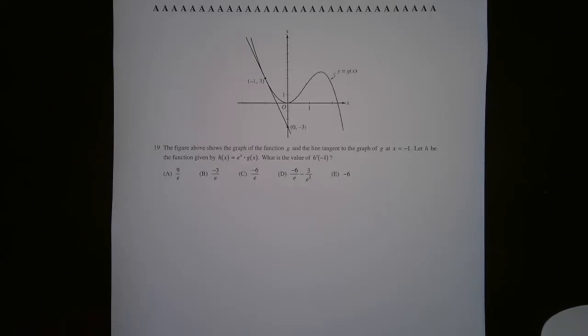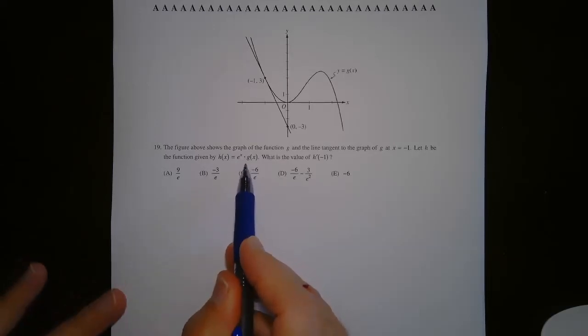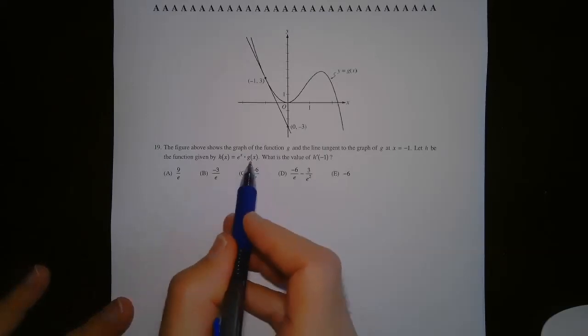So number 19: they give you the figure above, which shows the graph of the function g, the line tangent to the graph of g at x equals -1, and h is the function equal to e to the x times g of x. They want to know the value of h prime of -1. Since this is a product, we have to use the product rule.